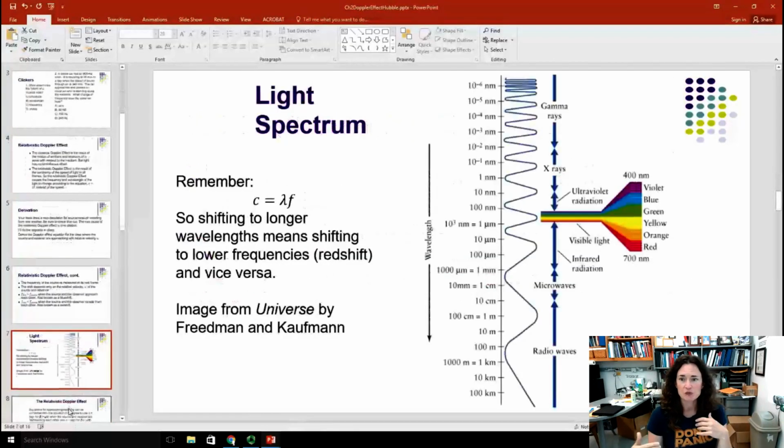Now, just to put it in perspective, the reason they're called red shifts and blue shifts is because of our visible light spectrum here. The red corresponds to a wavelength of about 700 nanometers, and the blue or violet end of the spectrum is at 400 nanometers. Now remember, c is equal to lambda f, so shifting to longer wavelengths means shifting to lower frequencies because they're inversely proportional to one another. And vice versa.